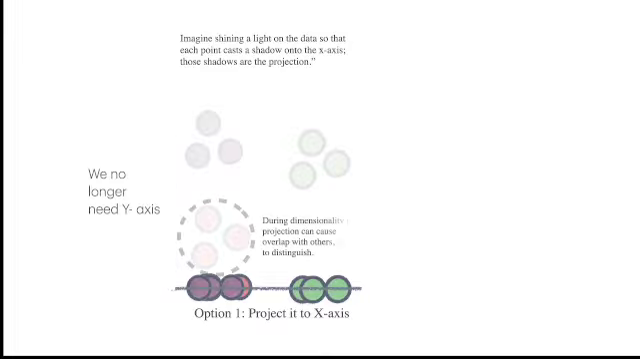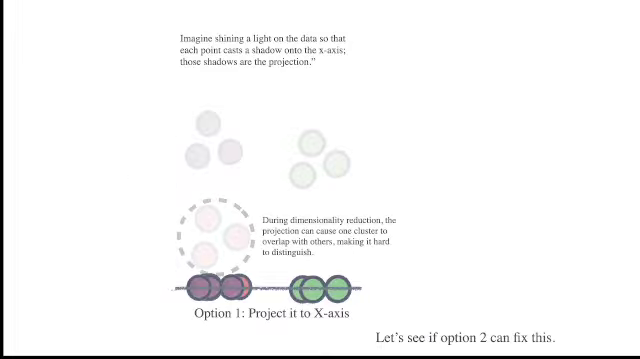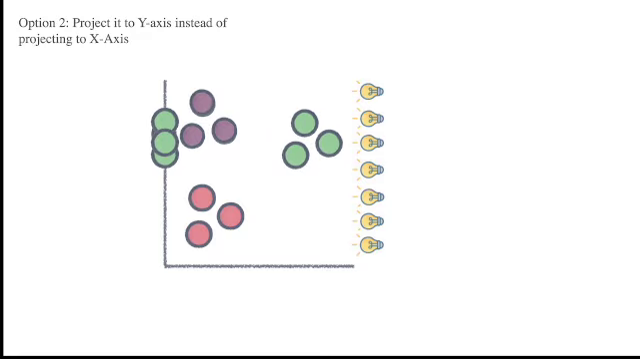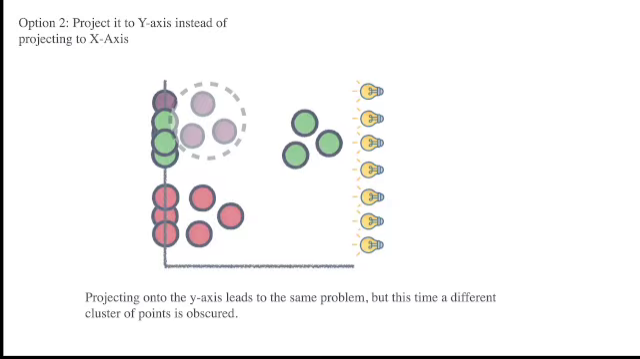However, when we do dimensionality reduction, the projection can cause one cluster to overlap with others, making it hard to distinguish with another cluster. Let's look if option 2 fixes this. Alternatively, we could project our points onto the y-axis. This will get rid of the x-axis. But projecting onto the y-axis leads to the same problem as option 1. But this time, a different cluster of points is obscured.